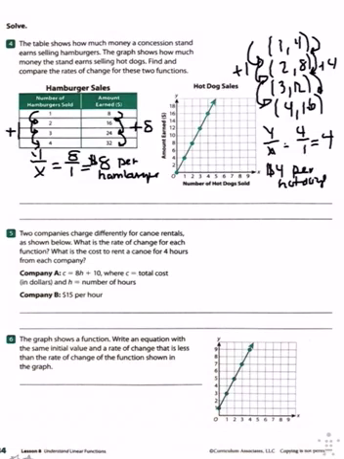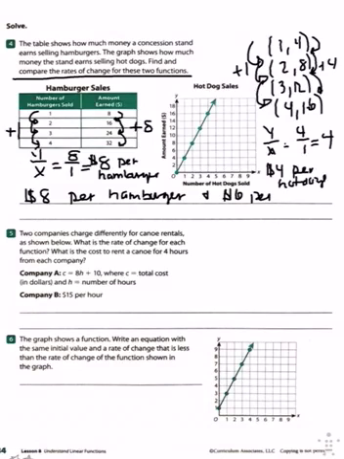So it says find and compare the rates of change. So it's $8 per hamburger and $6 per hot dog. We can say that hamburgers cost more.